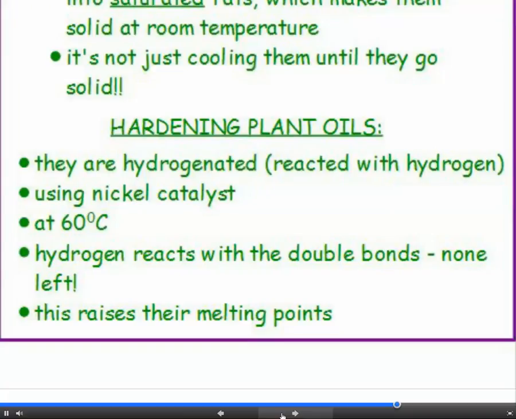So to harden plant oils, they are hydrogenated, which means reacted with hydrogen, using a nickel catalyst at 60 degrees. The hydrogen reacts with the double bonds, so there are no double bonds left, and this raises their melting points.